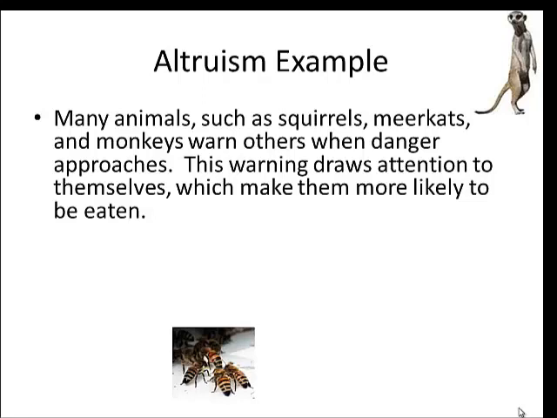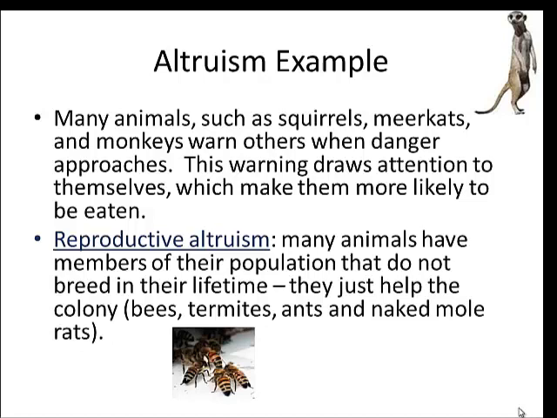Other animals are what are known as reproductive altruists. They give up their ability to reproduce. They don't reproduce at all. Honeybees, termites, many of them, the worker females, don't reproduce. The queen reproduces. So why would they have that behavior to just forego all reproduction? Even naked mole rats, which is a mammal, some of them give up their reproductive rights and help others.